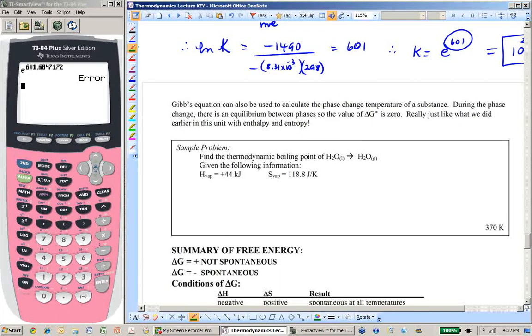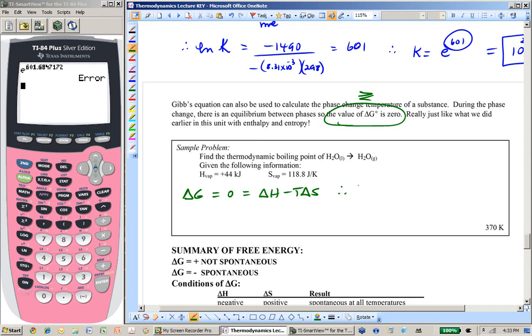The Gibbs equation can also be used to calculate the phase change temperature of a substance. During the phase change, there again, that is that equilibrium between phases, so we know that the value of delta G is 0 when you have an equilibrium situation. It's really just like what we did earlier in this unit with the entropy and enthalpy. Okay, so here's what we know. We know that delta G equals 0, and it also equals delta H minus T delta S.